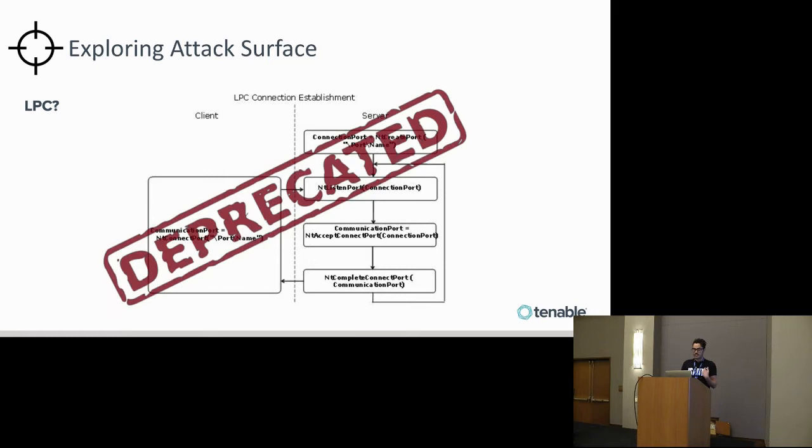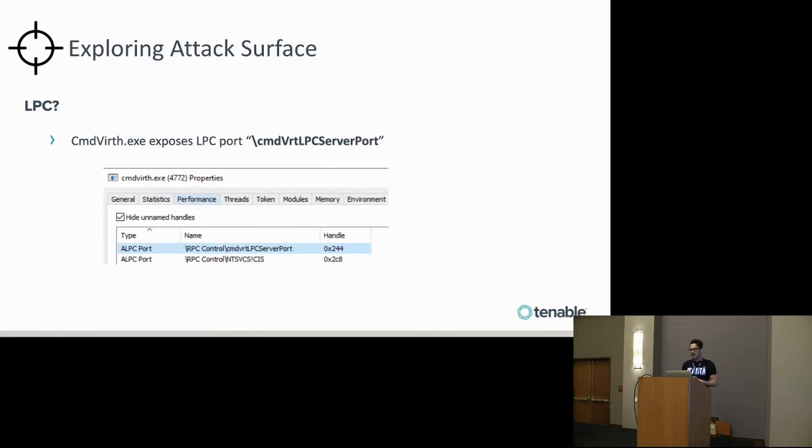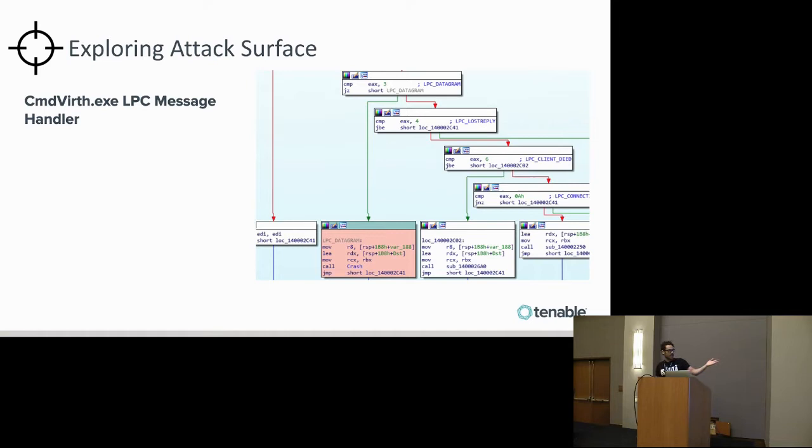So Windows actually replaced this since Vista with ALPC, Advanced Local Procedure Call. But Komodo actually uses this, and we can connect to its exposed LPC port. And this LPC port that it had was called the CMD VRT LPC server port. And like I said, from a sandbox process, we can connect to this and send it messages. So naturally, the next step I take is I want to reverse engineer the LPC message handler and how we can exploit that.